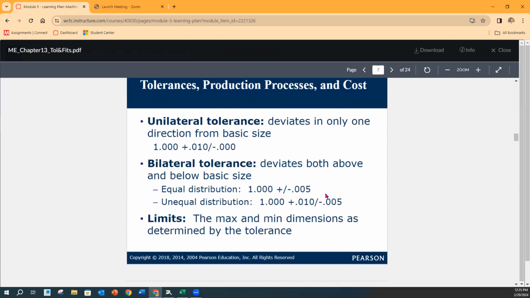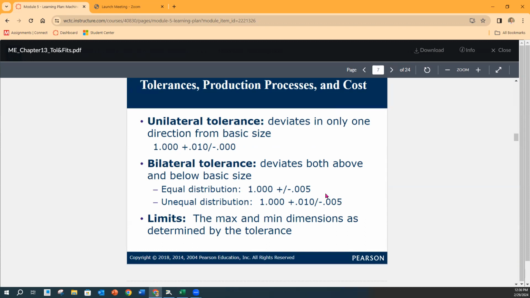Unilateral and bilateral and limits. So when we put tolerances on a drawing, they're going to be specific to a feature. So it's going to be the size of a hole, or the distance from one edge to the side of a cutout, all the things we make. And the tolerances that we're going to be putting on come in a couple different variations.